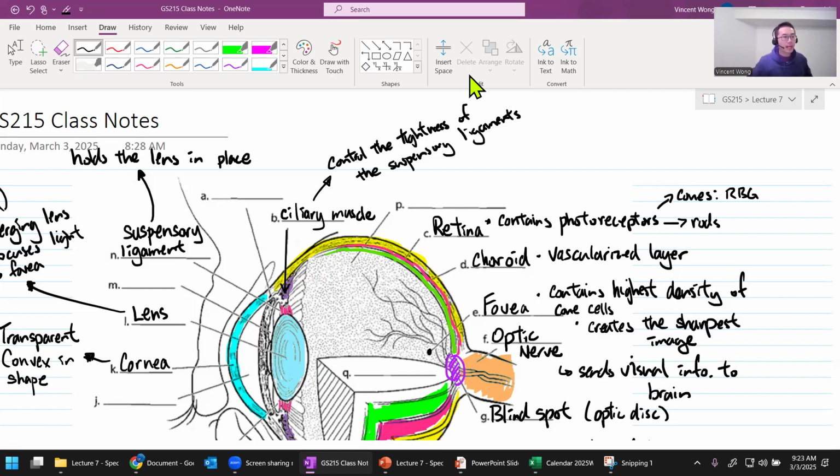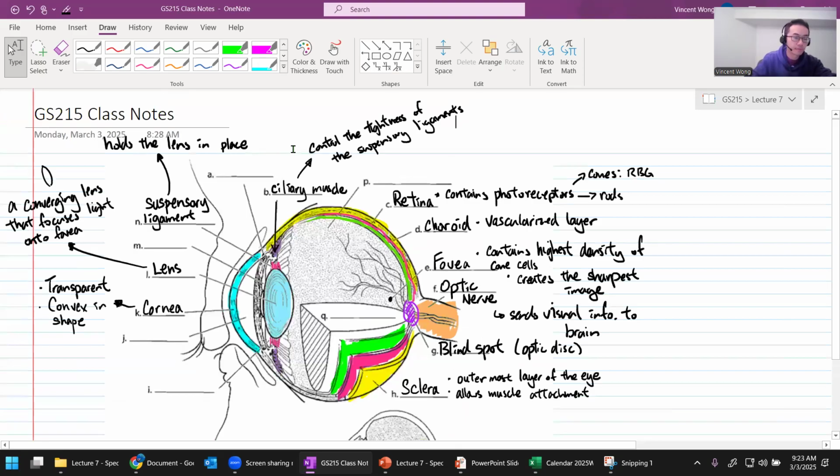Will we get blanks? You mean like fill in the blanks for the test? Is that what you mean? Or do you mean like blanks on a diagram like this? You might. Yeah, you might.